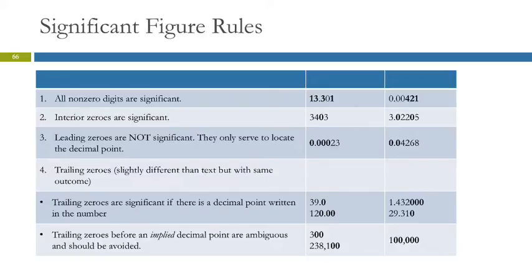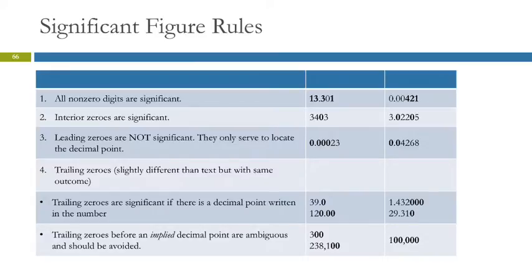So the first thing we have to do is learn how to identify what are the significant figures. And really the thing that's confusing here is zeros. All the non-zero digits are significant in a correctly recorded measurement. So those non-zero digits in 13.301 are the 1, the 3, and the 1. That's a zero. We'll talk about those in a minute. 0.00421, the 4, the 2, and the 1. Those are the non-zero digits. Okay. The zeros are what is confusing.